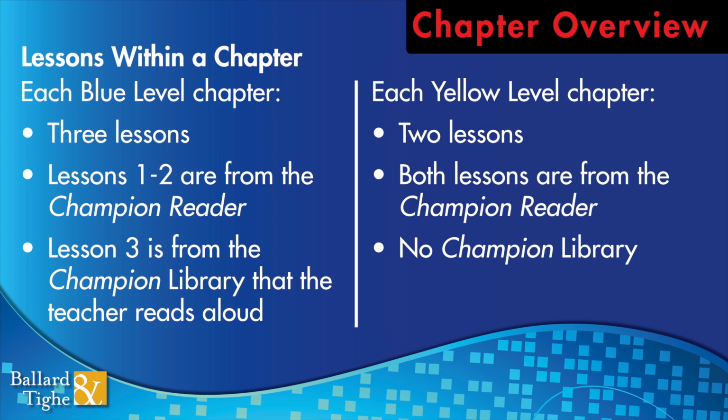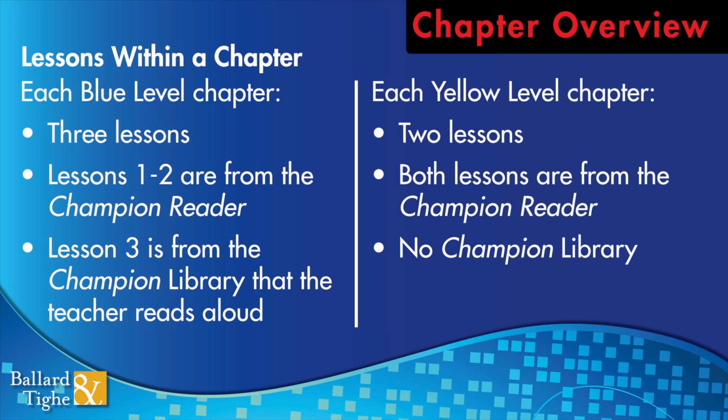There are a different number of chapters in the blue and yellow levels. In the blue level, each chapter includes 3 lessons. The first 2 lessons revolve around a selection from the reader, and the 3rd lesson in each chapter revolves around a reading from the Champion Library that the teacher reads aloud.